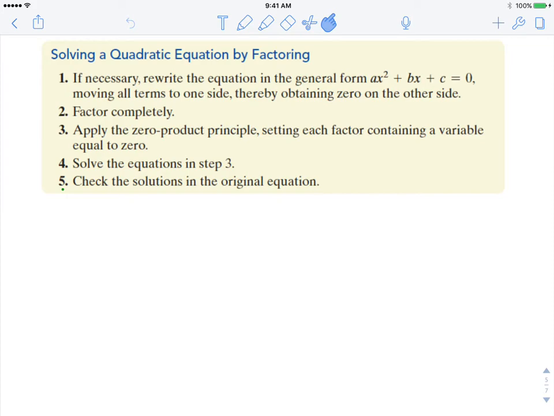All right, this is on solving a quadratic equation by factoring. You can go ahead and pause and read those steps. You do want to write your equation in general form, factor completely, then use your zero product property by setting each factor equal to 0. Then you solve each of those factors for x and then check your original solution.